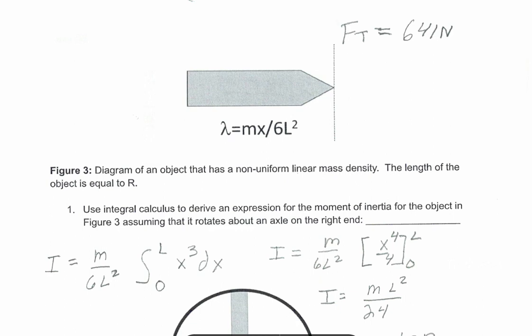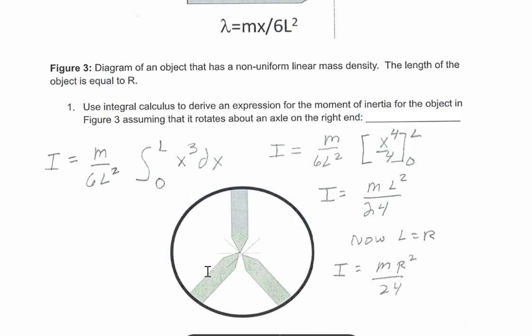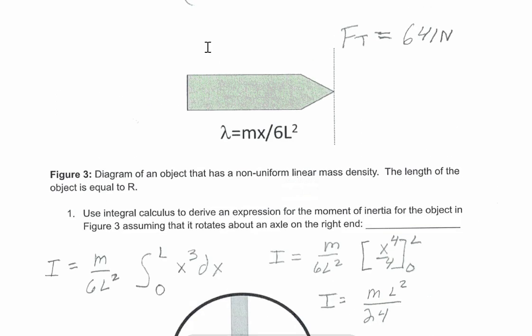Okay, the final question on this review: we have a wheel comprised of an outer rim and then 3 spokes in the middle. And our job is to find the moment of inertia of the entire thing. So let's take a look at our spoke in the middle. We do have a lambda equals Mx over 6L squared. Well then we need to solve for the moment of inertia of this.